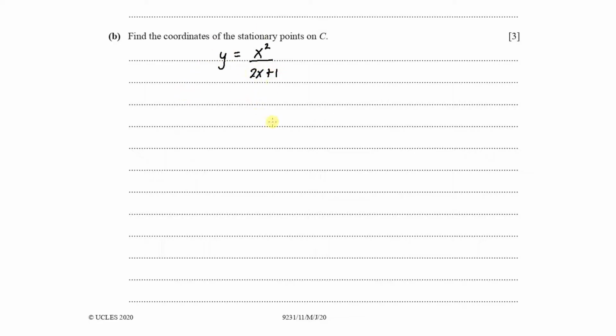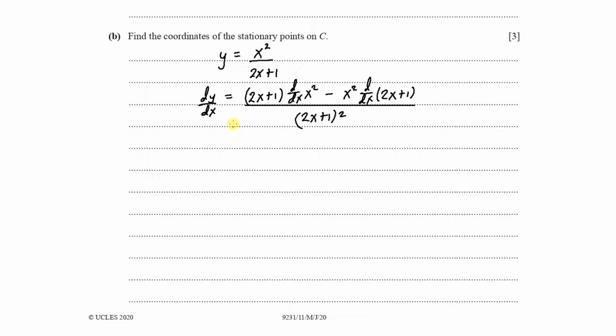So let's find dy by dx. We use the quotient rule here. So this will be equal to 2x plus 1 times the derivative of x squared, minus x squared, and we differentiate 2x plus 1, and then it's all over 2x plus 1 squared. Differentiating x squared, we get 2x, so we have 2x of 2x plus 1, and differentiating 2x plus 1, we get 2, so it's minus 2x squared, and it's all divided by 2x plus 1 squared.